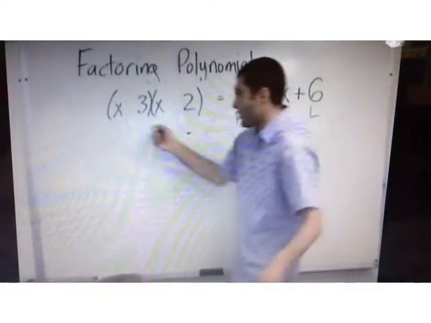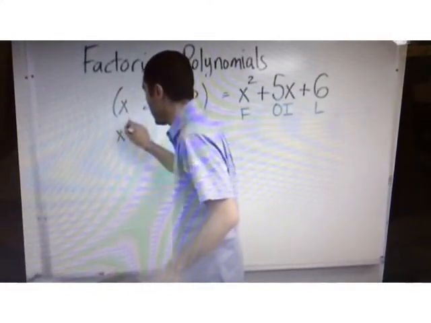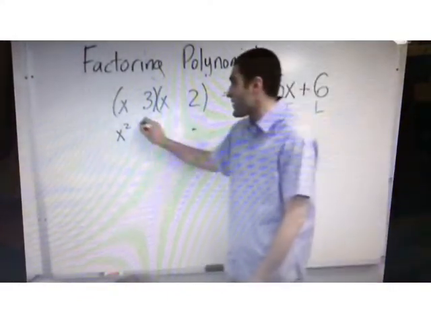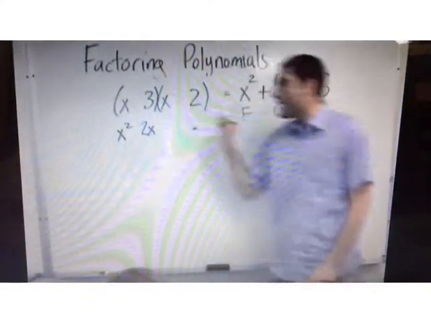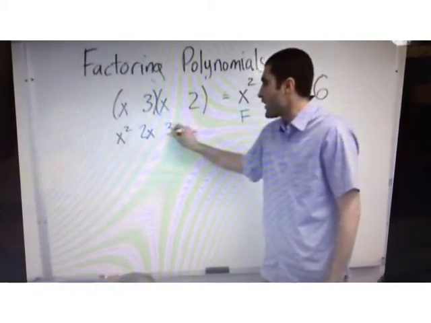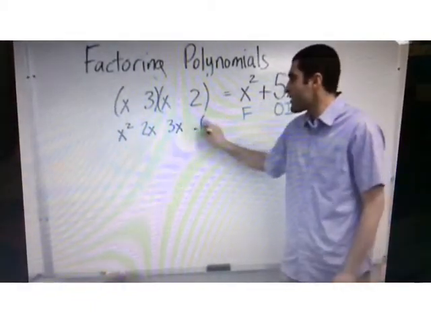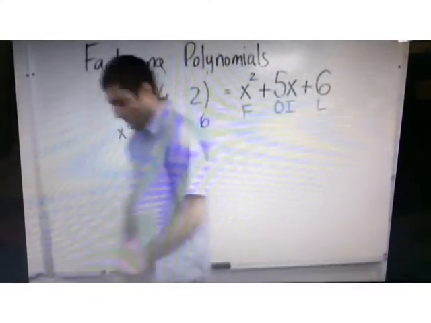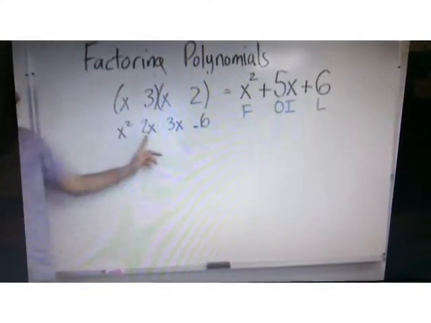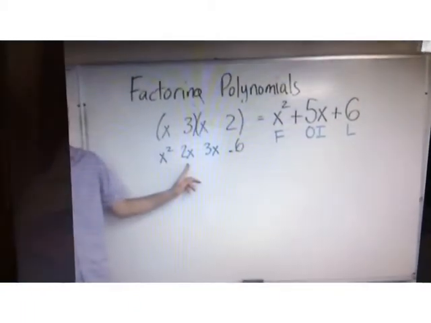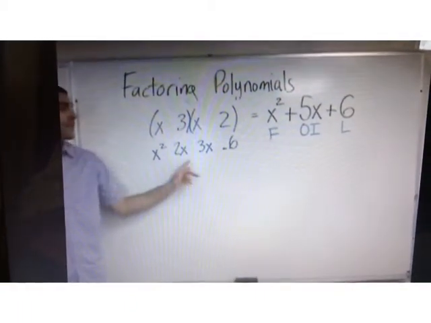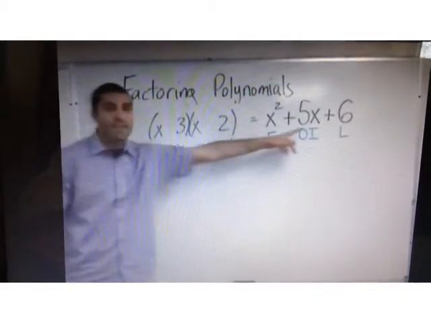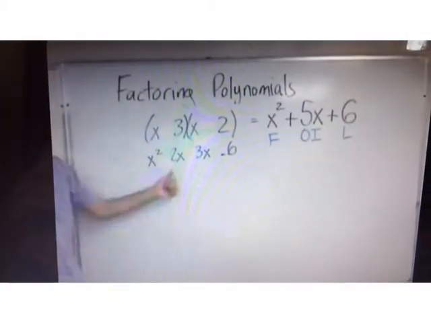So what do we got? x squared. Alright, what's the next term? 2x. Notice I'm not putting any signs. 3x. x squared, 2x, 3x, and 6. So we look at this and say, can we somehow, possibly, maybe, hopefully, combine 2x and 3x using addition or subtraction to make 5x? Yeah, we can.